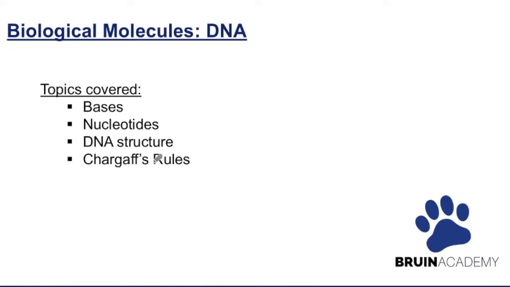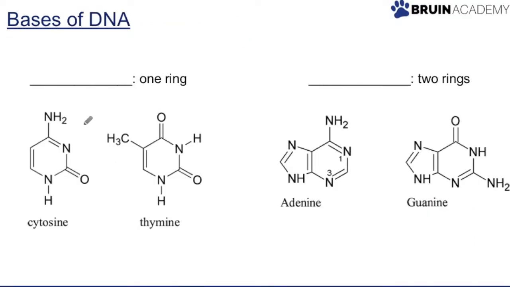Hi everyone, today we're going to be talking about DNA structure as well as some important terms to know for DNA. So we're going to start by talking about the bases of DNA that exist. I'm sure you have heard about these already, but we have cytosine, thymine, adenine, and guanine. Cytosine and thymine are considered pyrimidines, meaning that they have only one ring, whereas adenine and guanine have two rings, and these are considered purines.